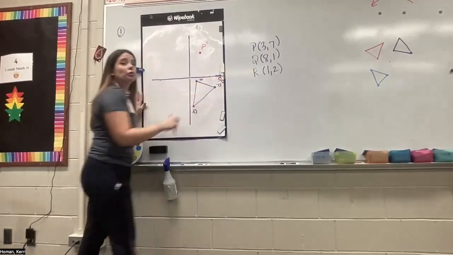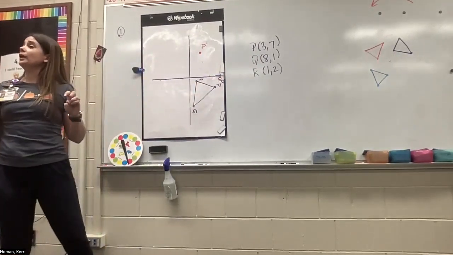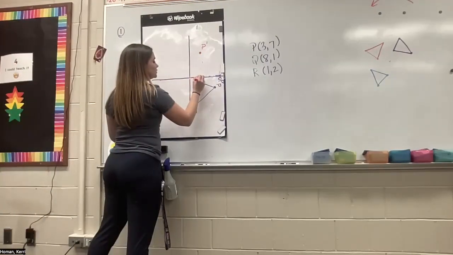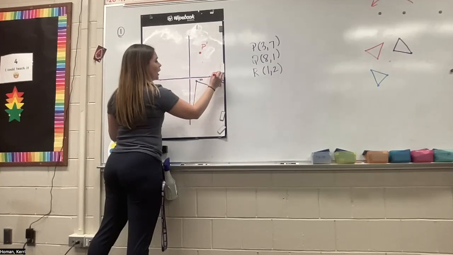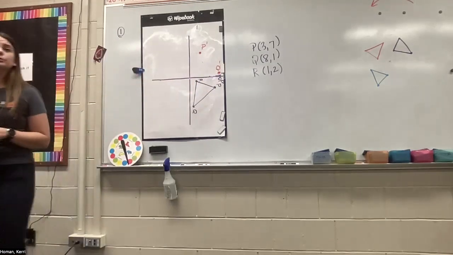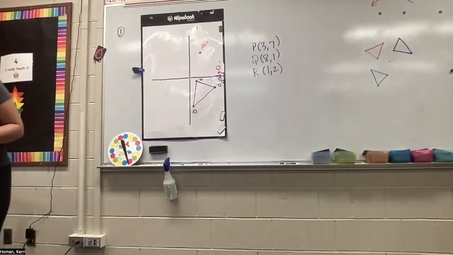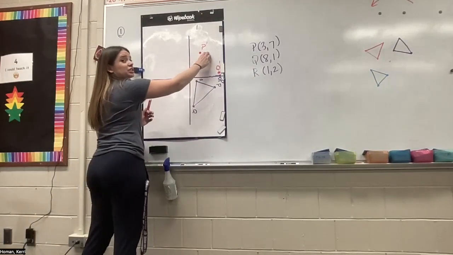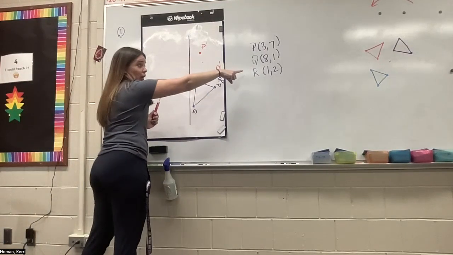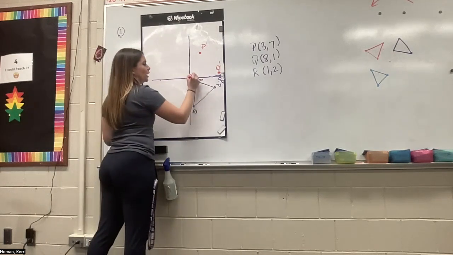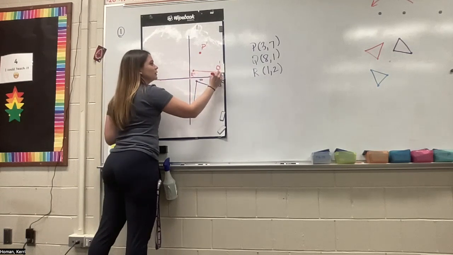Now, Q is 8, 1. So what we're going to do is go right 8, up 1. Right here. And there is the new Q. All we're doing is pretending that this is quadrant 1 and plotting the points. R is 1, 2. So I'm going to go right 1 and up 2, like I would if I was plotting.